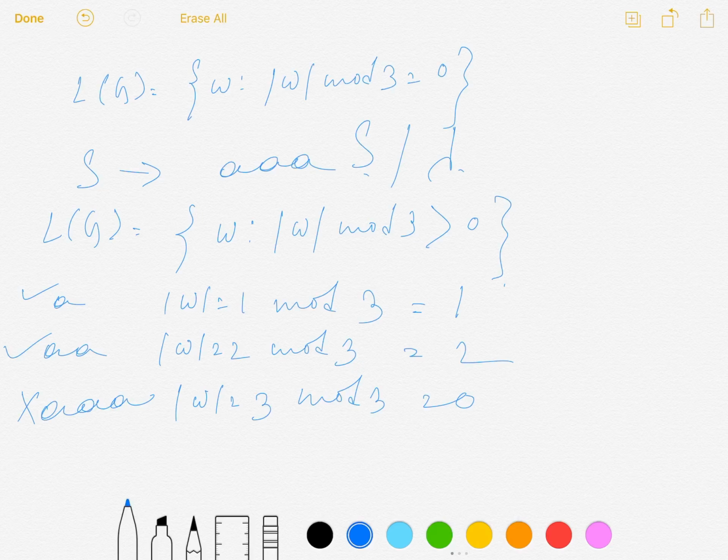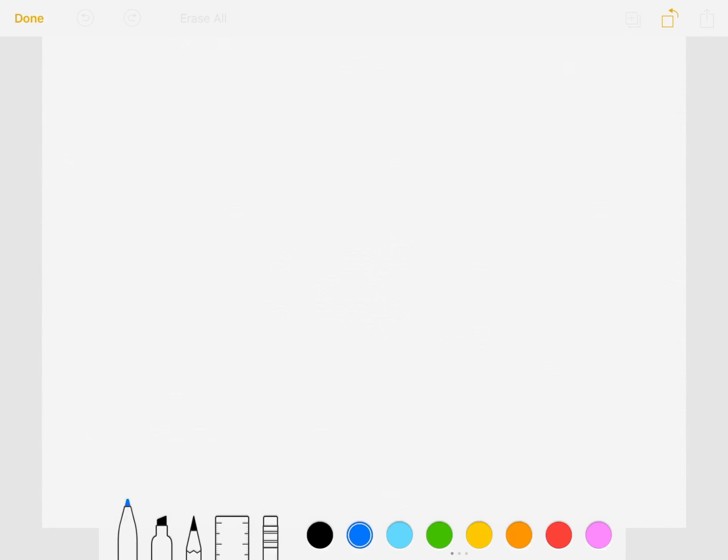So, it is just the opposite of the previous problem, that means it will accept 1a, it will accept 2a, but it will not accept 3a. Similarly, it will accept 4a, it will accept 5a, but it will not accept 6a. So, it must not be an integral multiple of 3. So, how to solve this problem?